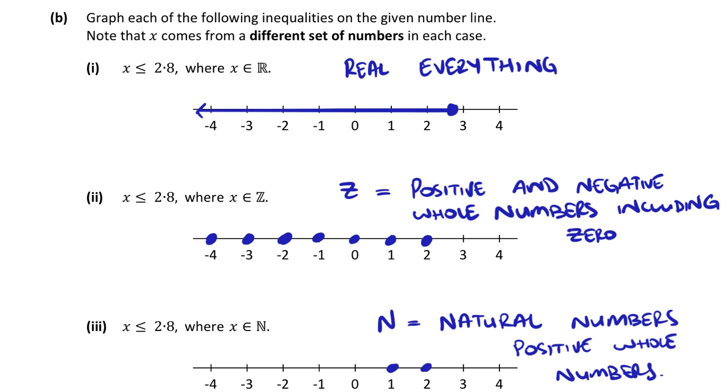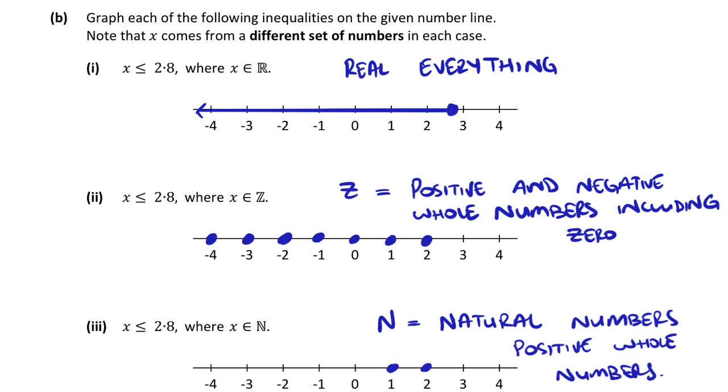Positive and negative whole numbers are your integers, but you have to include the fact that it includes 0. So positive numbers less than 2.8 are 2 and 1. We have to include 0, and we have to include our negative numbers, which are going to be negative 1, negative 2, negative 3, and negative 4. So integers are positive and negative whole numbers, including 0.